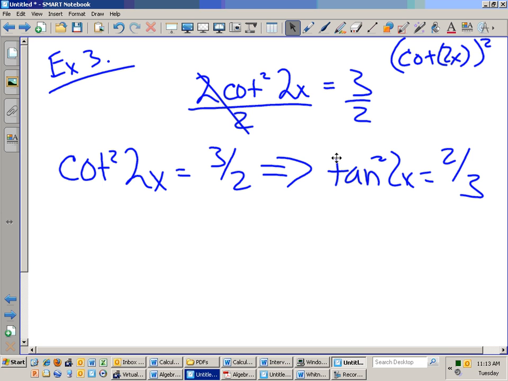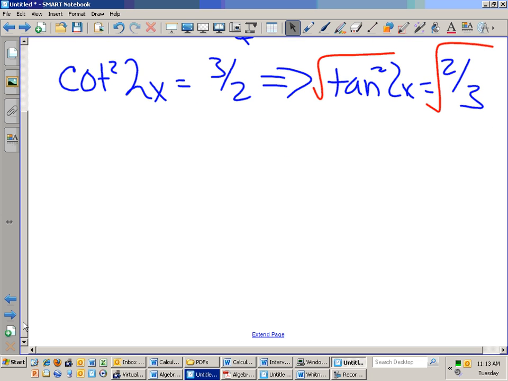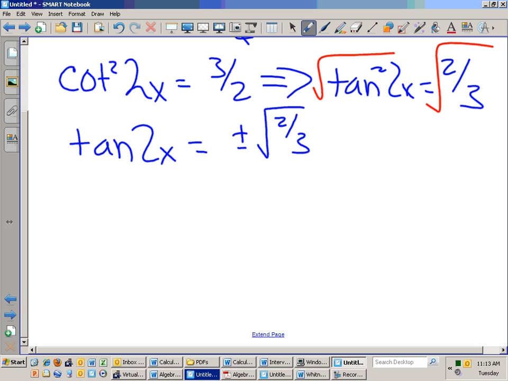Okay, so I flipped that upside down. So now I need to solve for that. What are you going to do to both sides? Square root it. That a boy, Levi. Even though you're not out for track, I'll still talk to you. Tangent of 2x is equal to plus or minus the square root of 2 over 3.